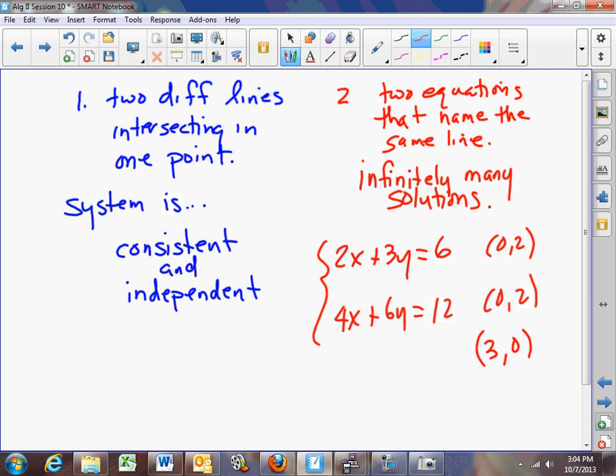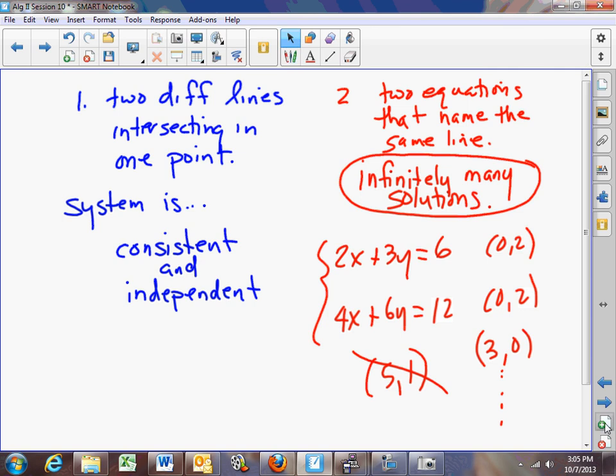Now, notice the point (5, 1) is not a solution because 2 times 5 is 10, 3 times 1 is 3, and 10 plus 3 is 13, not 6. So even though we have infinitely many solutions, there are a lot of ordered pairs that aren't solutions as well. So when you say infinitely many solutions, that does not necessarily mean that every point in the xy plane is going to be a solution. That just means all the points on that line will be solutions.